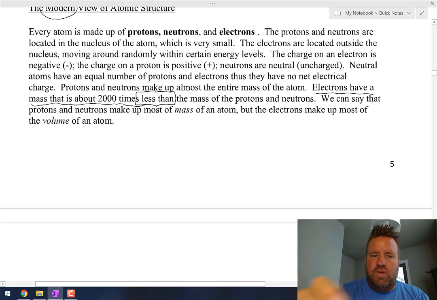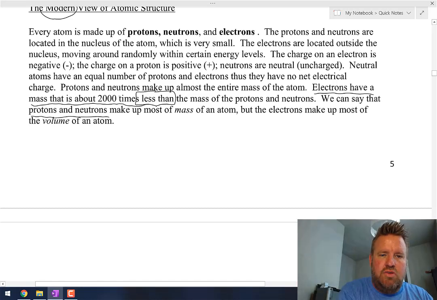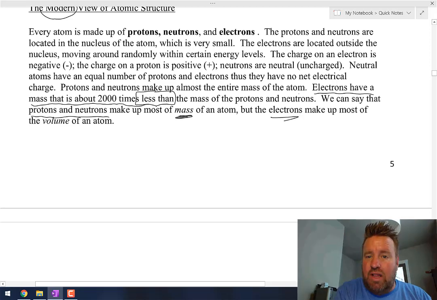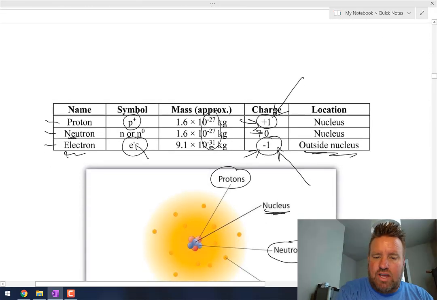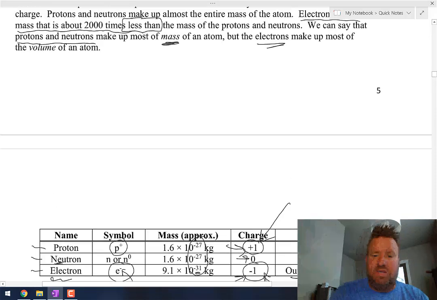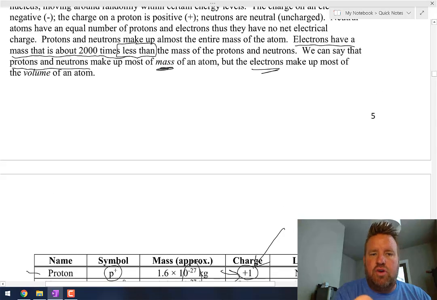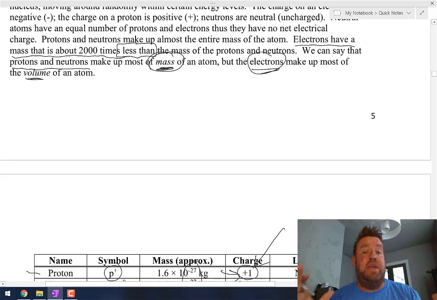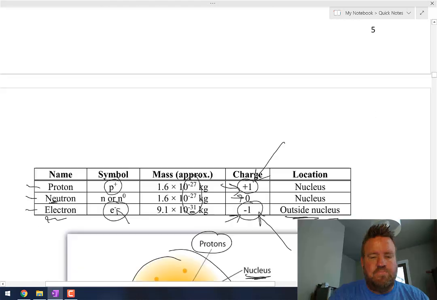So one of the things that we say many times is that the protons and the neutrons make up the mass of an atom, but the electrons, again, where are the electrons? The electrons are all this space out here. The nucleus is this tiny little thing here in the middle, and then you've got these electrons taking up lots and lots of space. So the protons and the neutrons make up the mass of the atom, but the electrons make up the volume. They're the ones that take up all the space in the atom.